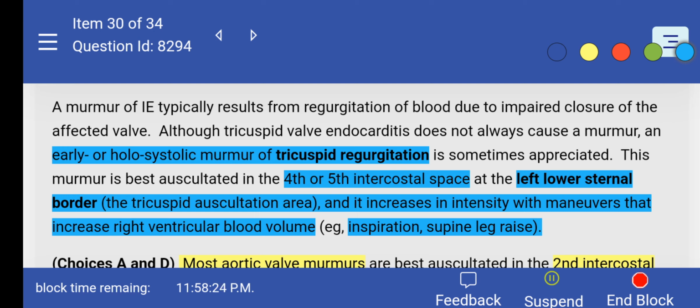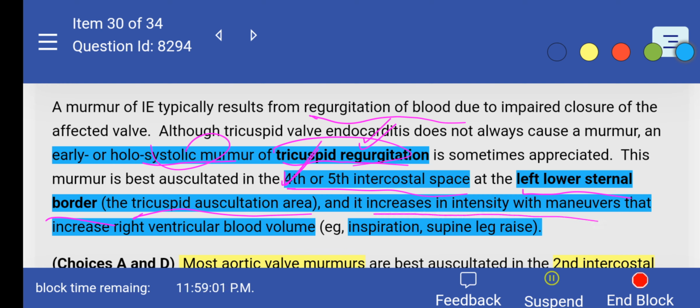A murmur of infective endocarditis typically results from regurgitation of blood due to impaired closure of the affected valve. Although tricuspid valve endocarditis doesn't always cause a murmur, an early or holosystolic murmur of tricuspid regurgitation is sometimes appreciated. Point to be noted: if it is regurgitation, that will produce a systolic murmur. This murmur is best auscultated in the fourth or fifth intercostal space, at the left lower sternal border, the tricuspid auscultation area.